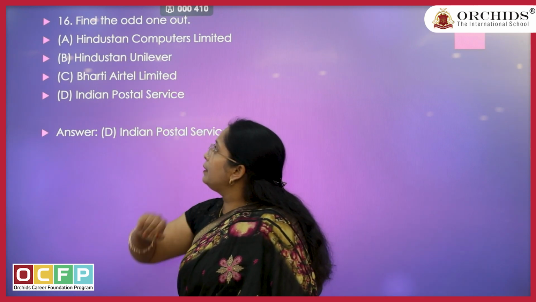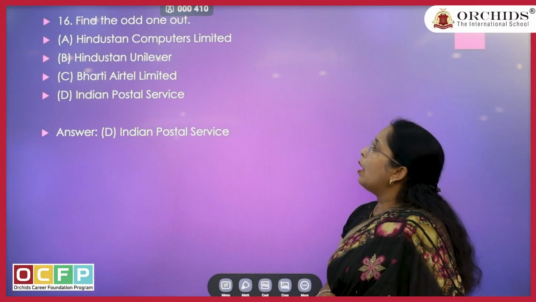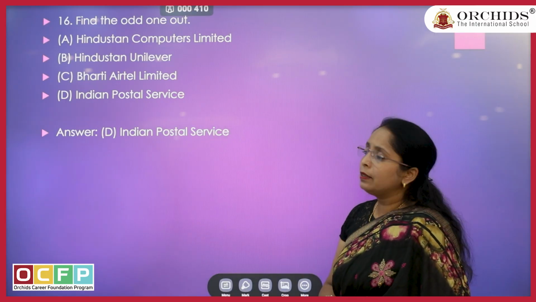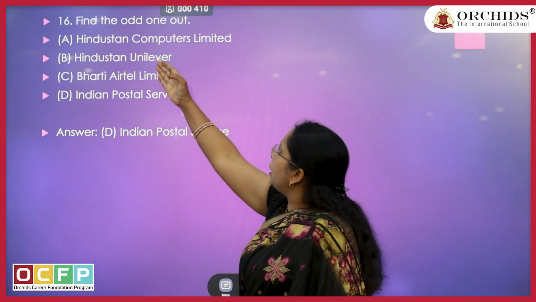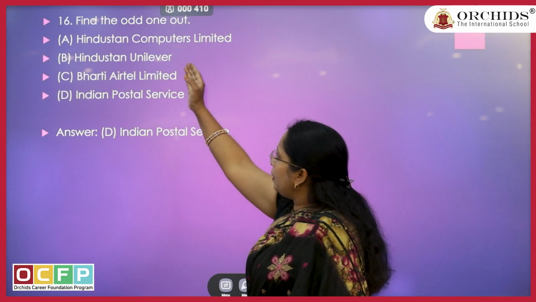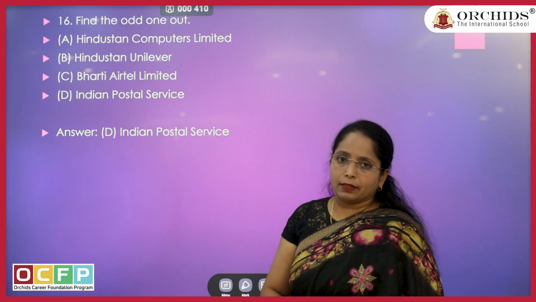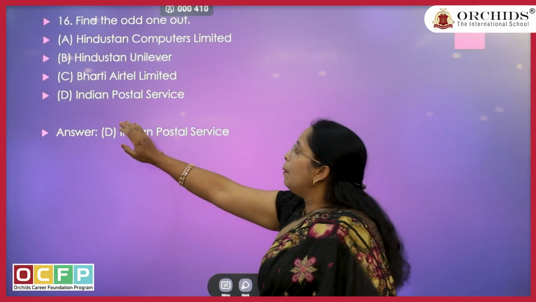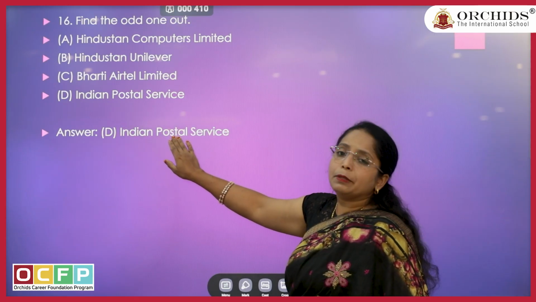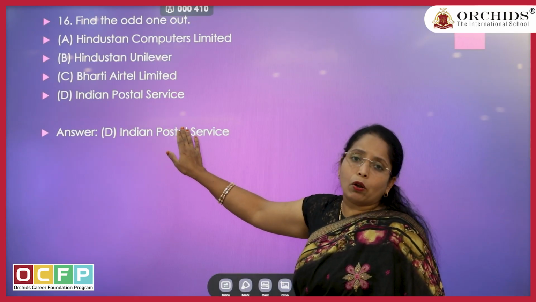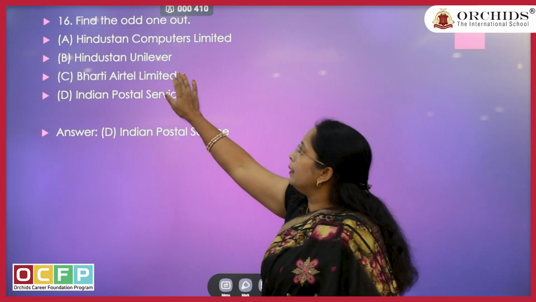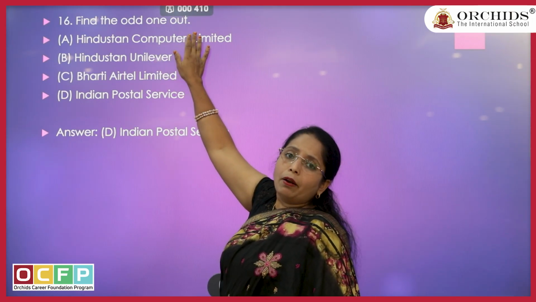Now we have the 16th. Find the odd one out. Which is the odd one in this? Let us go one by one. Hindustan Computers Limited, Hindustan Unilever, Bharti Airtel Limited, Indian Postal Services. The odd one will be Postal Services because it is a purely government managed organization. All others are semi-government or private sectors.